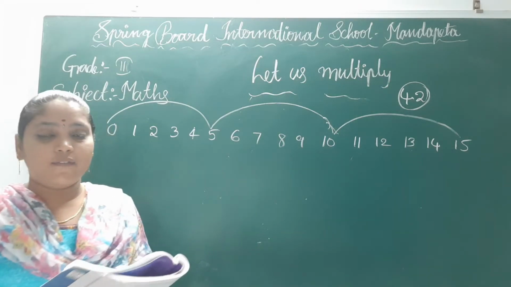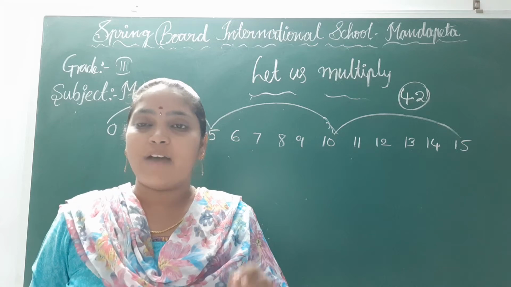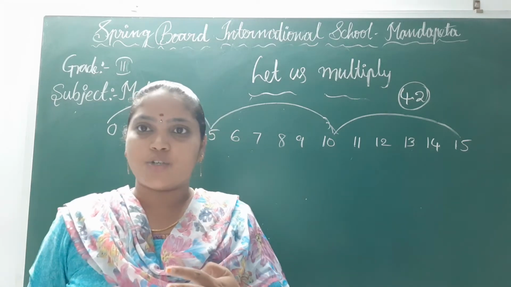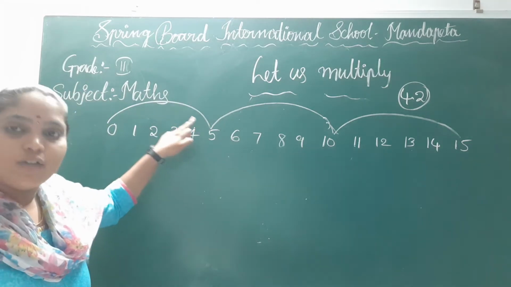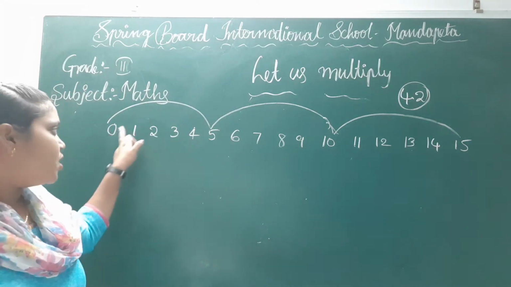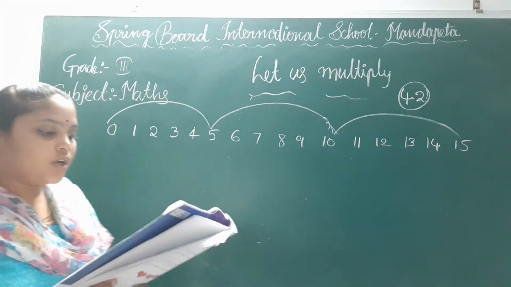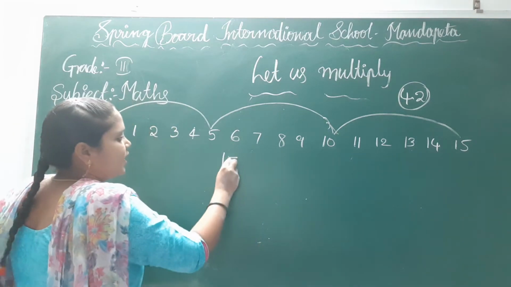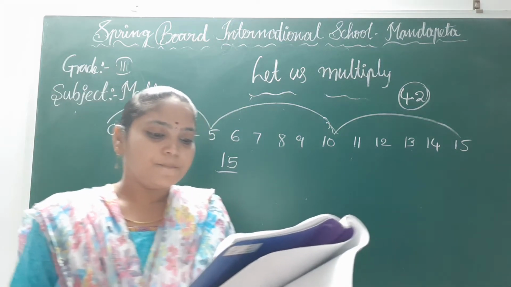Okay children, we are given totally 3 groups of children and each group has 5 members. That means totally 3 groups of 5 students. So first you have to skip count 3 times in 5. So first 5, next 5 and next 5. So now totally 3 groups of 5 boys is 15. Okay, 3 groups of 5 boys is 15.